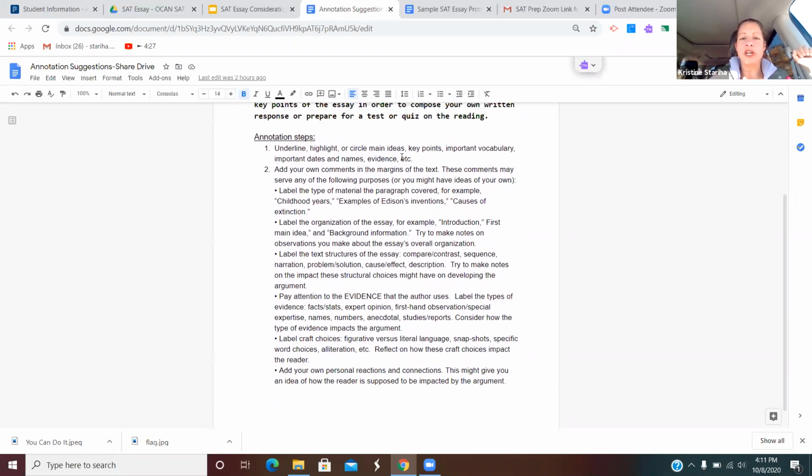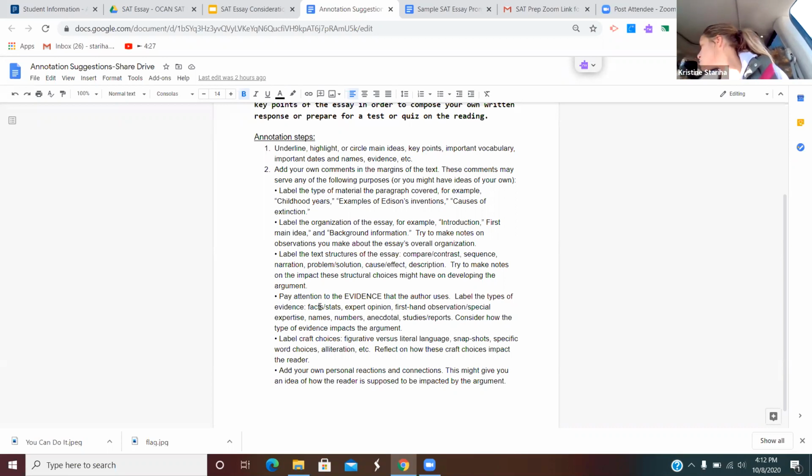Main ideas: you already know what the claim is because SAT gives it to you. Key points that the author is making, important vocabulary that might be used by the author, dates, evidence, etc. I'm not going to read all these to you right now, but they're there for you to look at. But when I say annotate, those of you who might be going, what does she mean when she says annotate? What I mean is mark up the essay. Before you write about it, read it and mark it up.